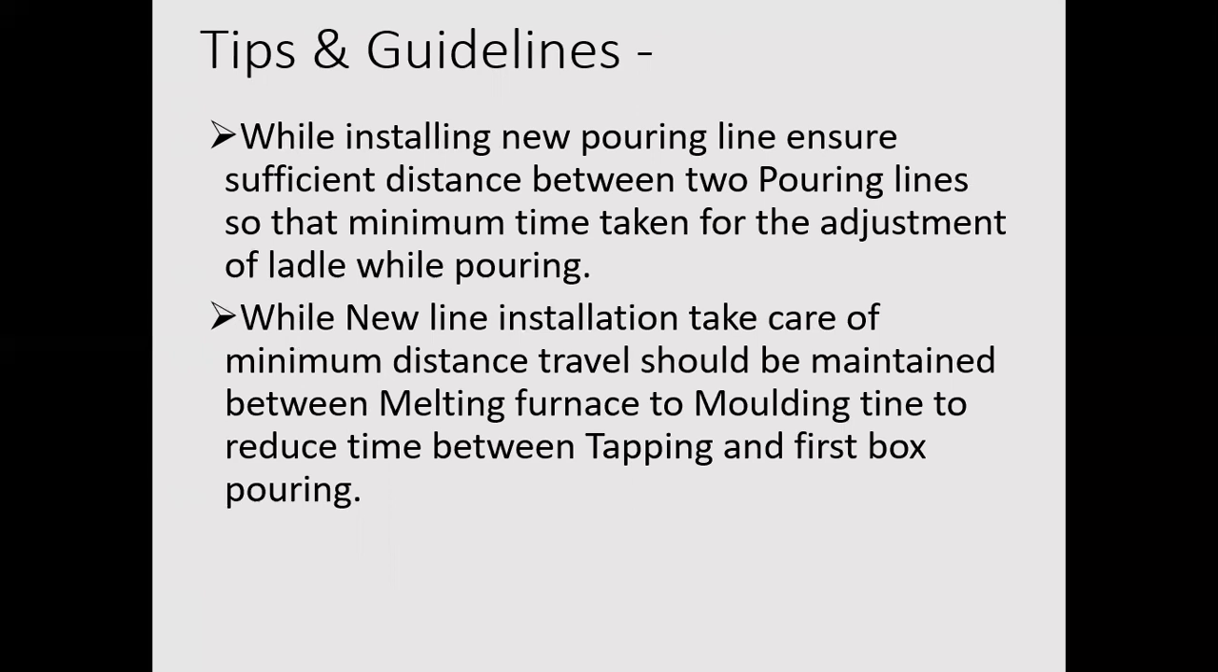While installing a new pouring line, ensure sufficient distance between two pouring lines, so that minimum time will be taken for adjustment of the ladle while pouring. This is very important, so that proper pressure head can be maintained as well. While selecting or installing a new line, take care that minimum distance is maintained between the melting furnace and molding line to reduce the time between tapping and first box temperature.